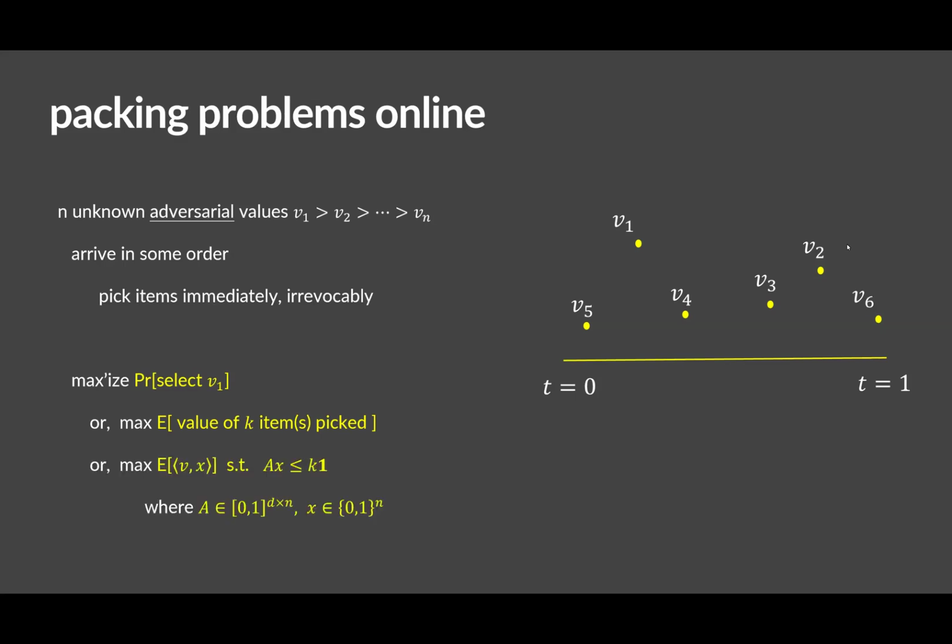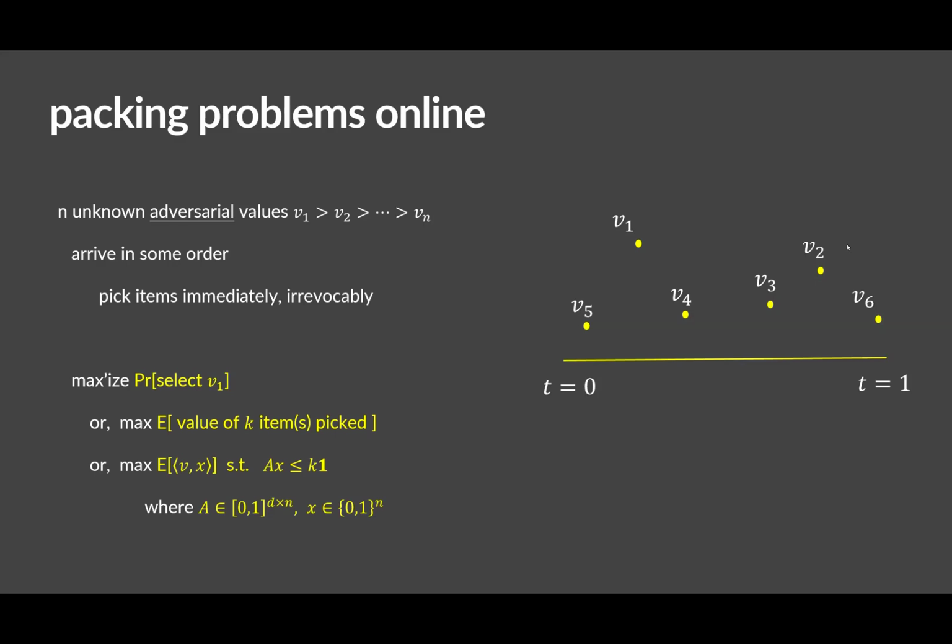Or I can have fancy things. I can have general packing elements. Columns come. Every time a column comes, it has a value. Think of the column as being resource utilization. I'm using up so much of every resource.